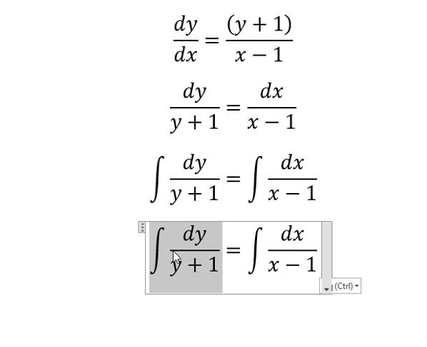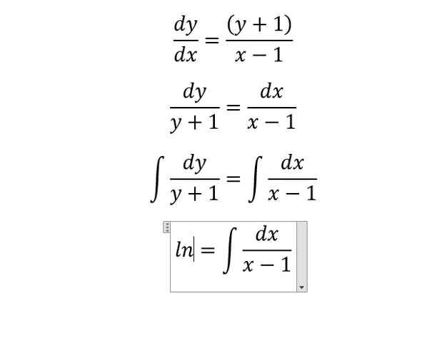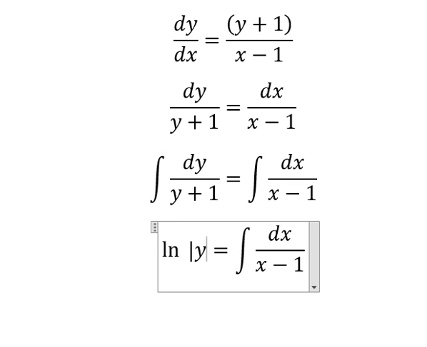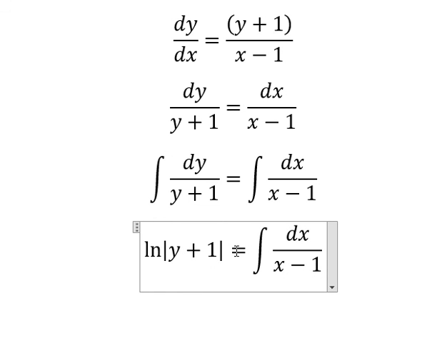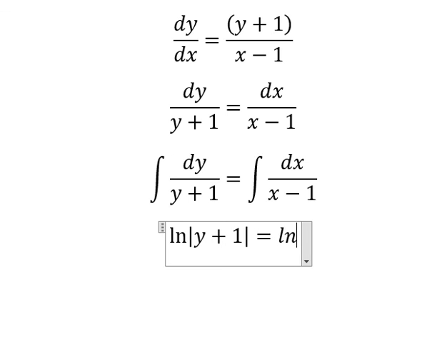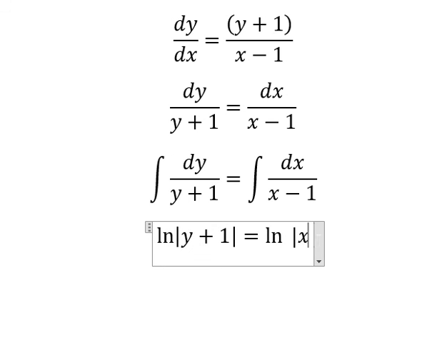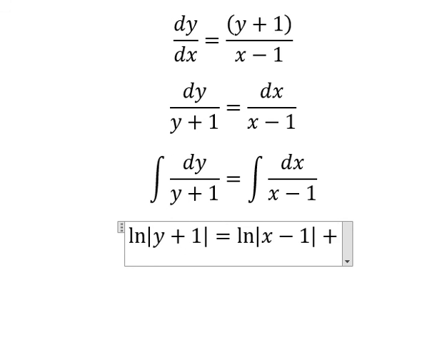The integration of this one, we have ln of the absolute value of y plus 1. The integration of this one, we have ln of the absolute value of s minus 1. And I will put c.